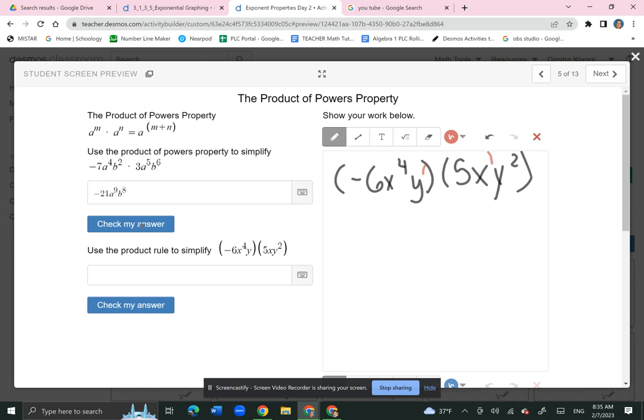So I'm going to rewrite this. So negative 6. Oh, I don't like the red. Hold on.